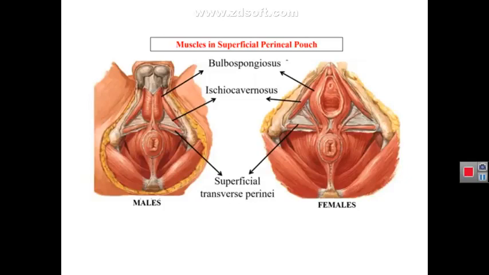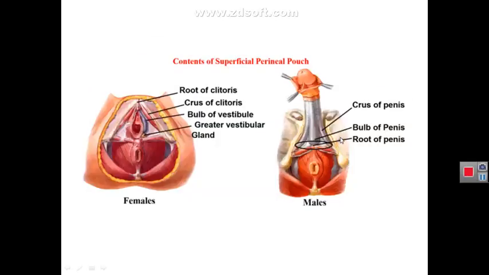Here also is a demonstration of the contents of the superficial perineal pouch, specifically the muscles in the superficial perineal pouch or space. I think it's very clear to be remembered. You have to read it. I don't have to say it, it's written there. And these are the contents of the superficial pouch. Also you can read it, it's very easy, in male and female.